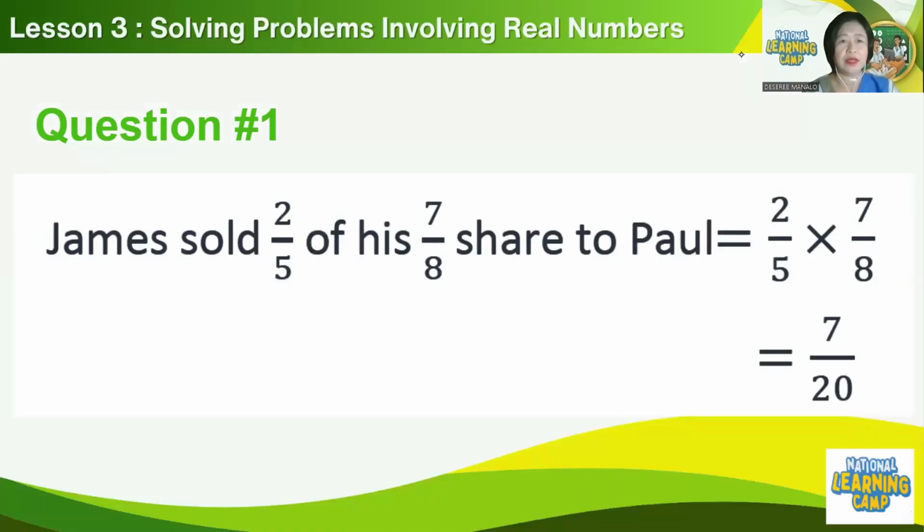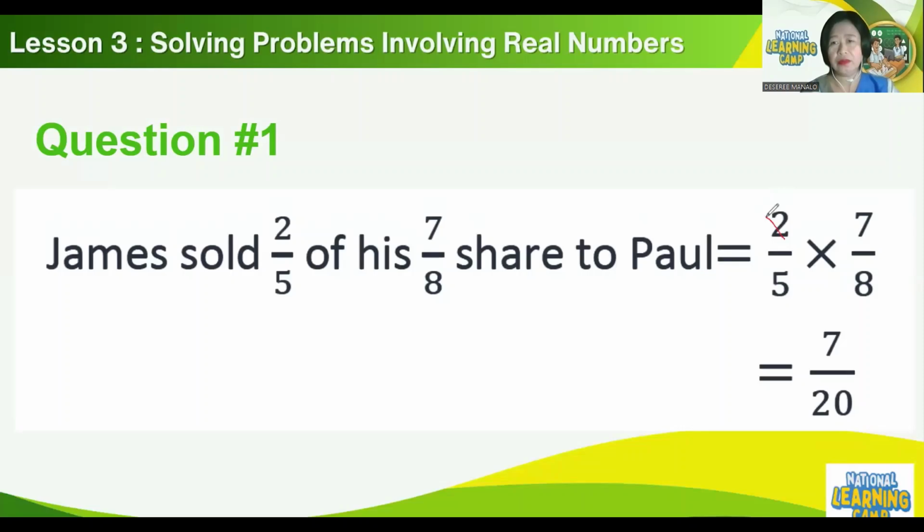Question number 1. James sold 2/5 of his 7/8 share to Paul. So it means 2/5 times 7/8 is equal to 7/20. Why 7/20? Okay, so cancel 2 and 8. 2 divided by 2 is 1. 8 divided by 2 is 4. So 1 times 7 is 7. 5 times 4 is 20. So that's why it is 7/20.